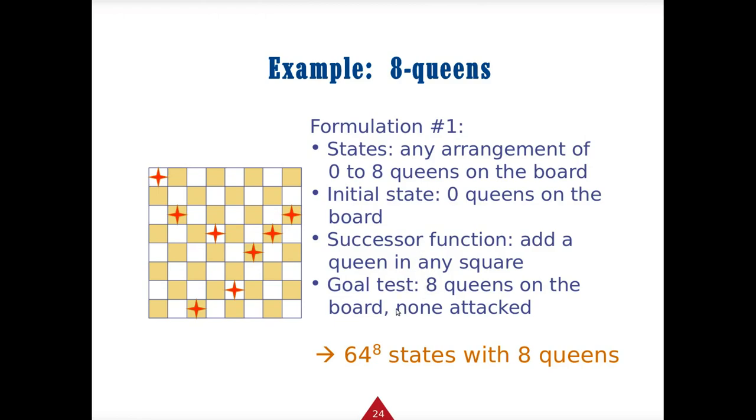So if you do this brute force, there are 64 to the 8 different states, which is approximately about 280 trillion different solutions. So this would take a while to calculate with brute force.